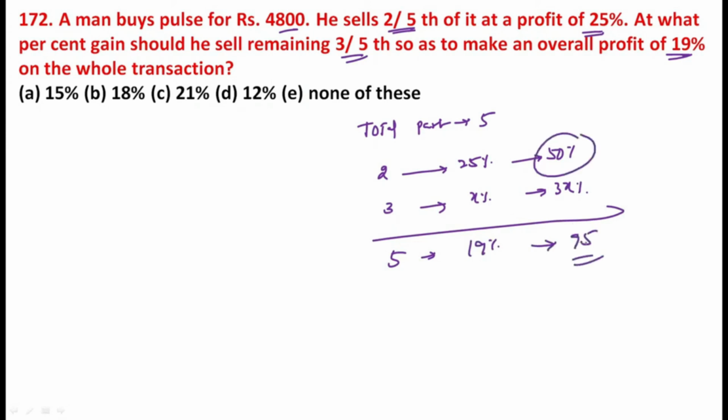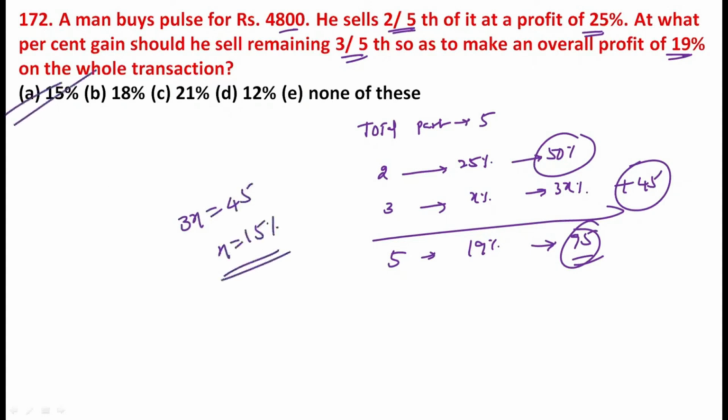19 fives are exactly 95. Now observe, guys, 50 percent has to become 95 percent, which means we should add 45 percent here. So 45 percent means 3x value. Now the x value becomes exactly equal to 15. So to make an overall profit of 19 percent, the remaining portion should be sold at a 15 percent profit.